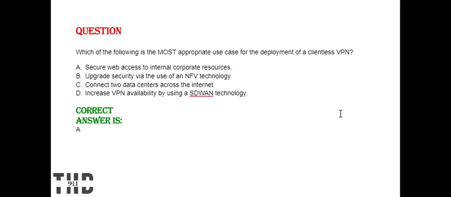Which of the following is the most appropriate use case for the deployment of clientless VPN? Option A, secure web access to internal corporate resources. Option B, upgrade security via use of an NFV technology. Option C, connect two data centers across the internet. Option D, increase VPN availability by using SD-WAN technology. The correct answer is option A.